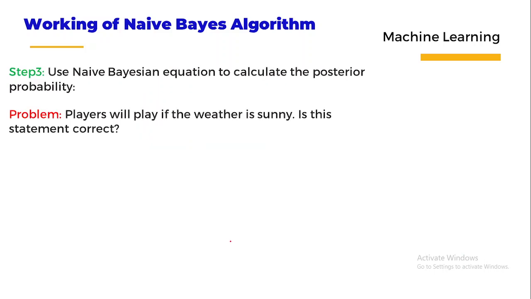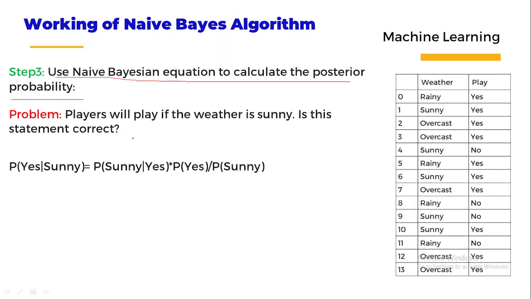Now moving to the third step, we use the Bayesian equation to calculate the posterior probability. The final formula we are writing here. Now I want to map the Bayes theorem onto this equation for this problem. The problem is: the player will play if the weather is sunny. That means I want to calculate the probability of yes given sunny weather. For that I am writing again, and here you can see this is our A and this is our B.